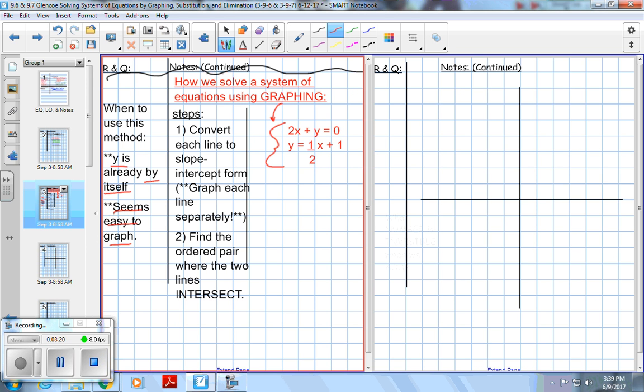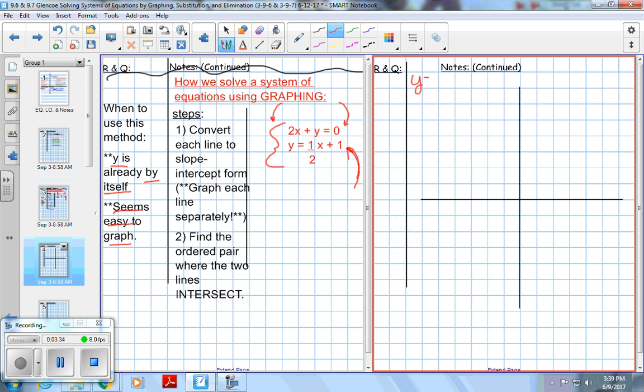So in this system, we have two equations, the first one and the second one. And you may notice this second equation already has y by itself. So I'm going to start with graphing that one on the coordinate plane. We use that skill of slope-intercept form to learn that there's a quick way to graph it. The slope is 1/2. The y-intercept is 1. So we plot our y-intercept, and then we graph our second ordered pair using the slope.